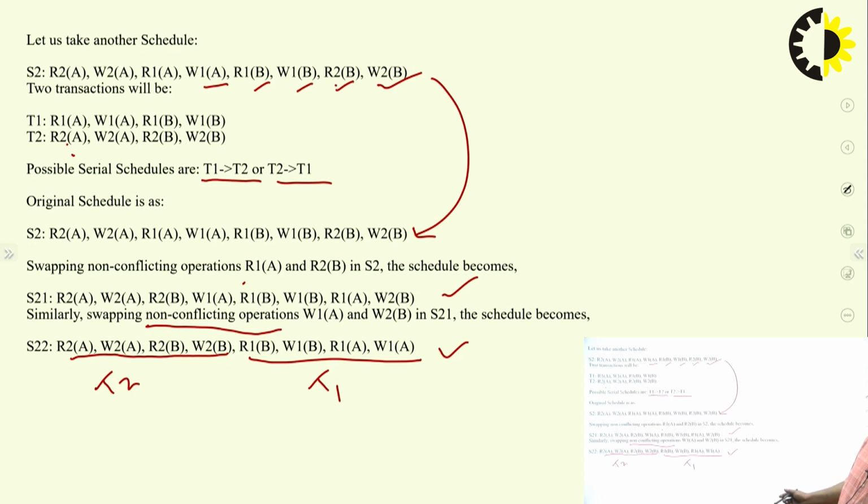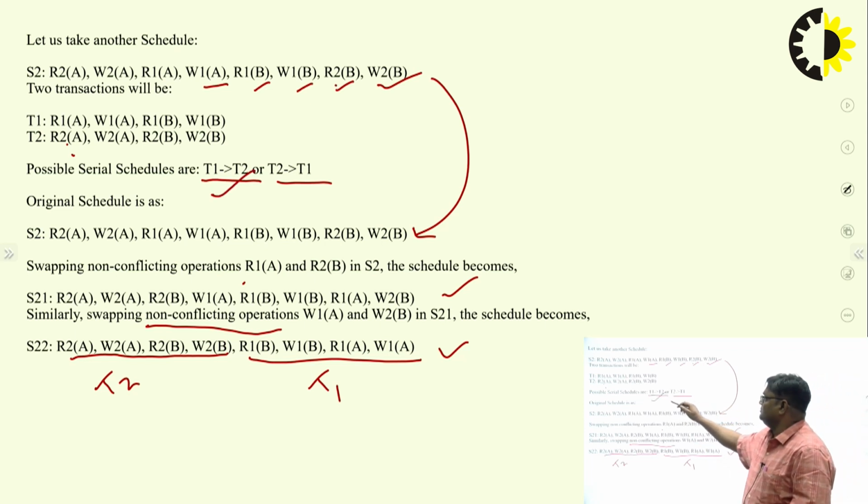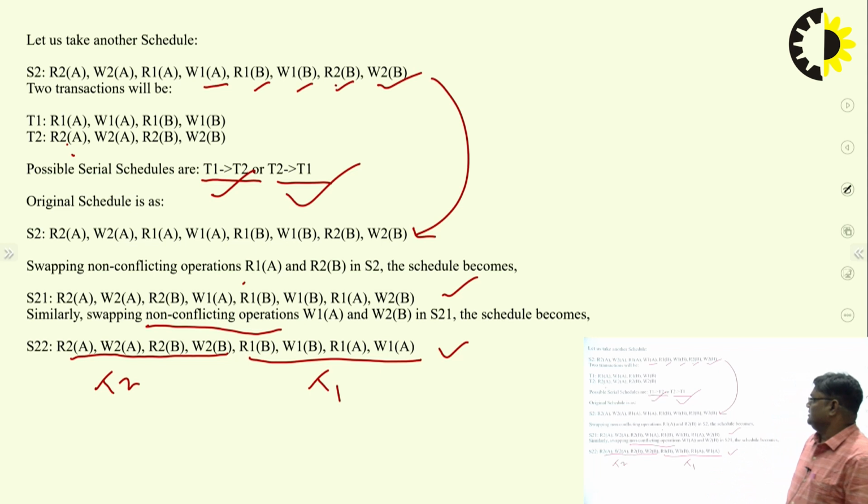If we have transactions, they should follow the order like T1 then T2, or T2 then T1. If we are following the order T1 to T2, then this schedule is not working in that order.